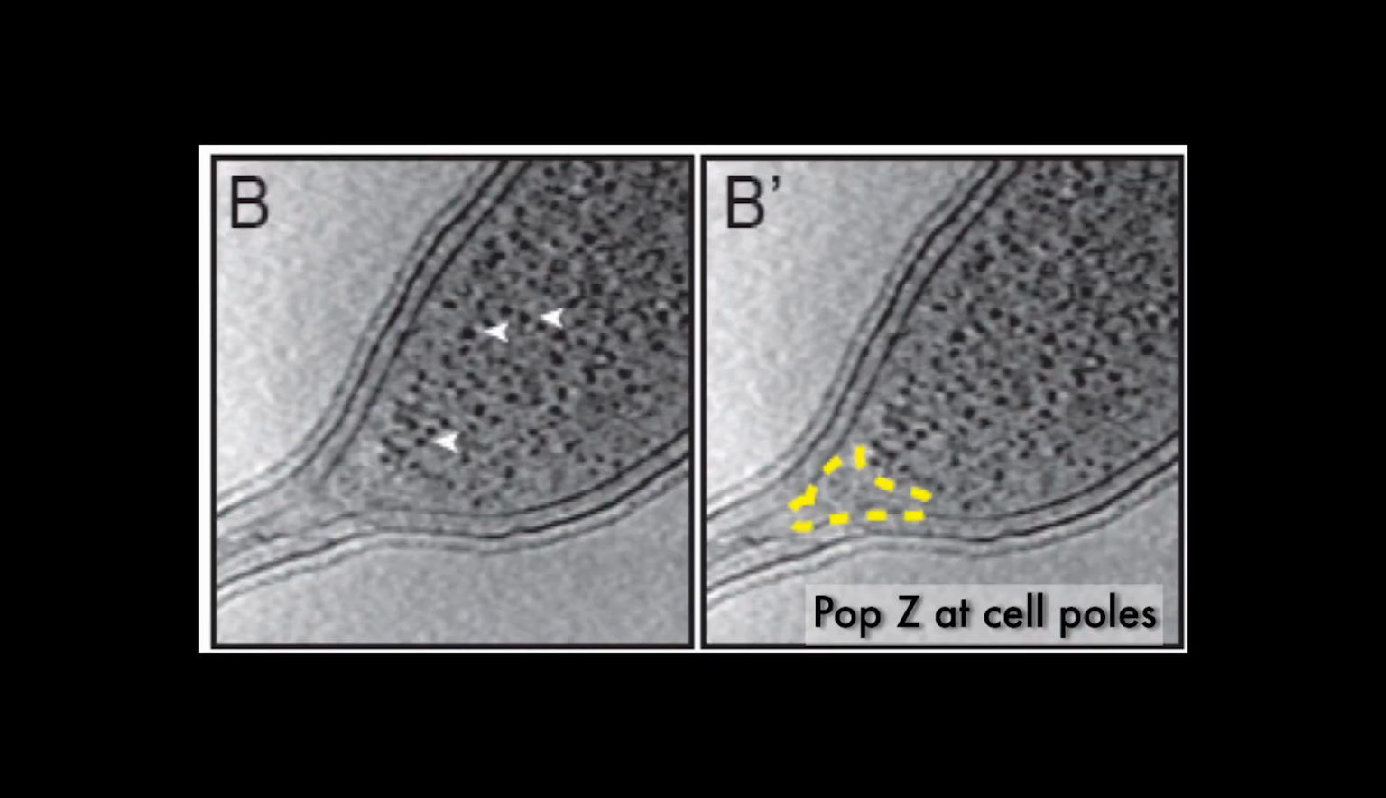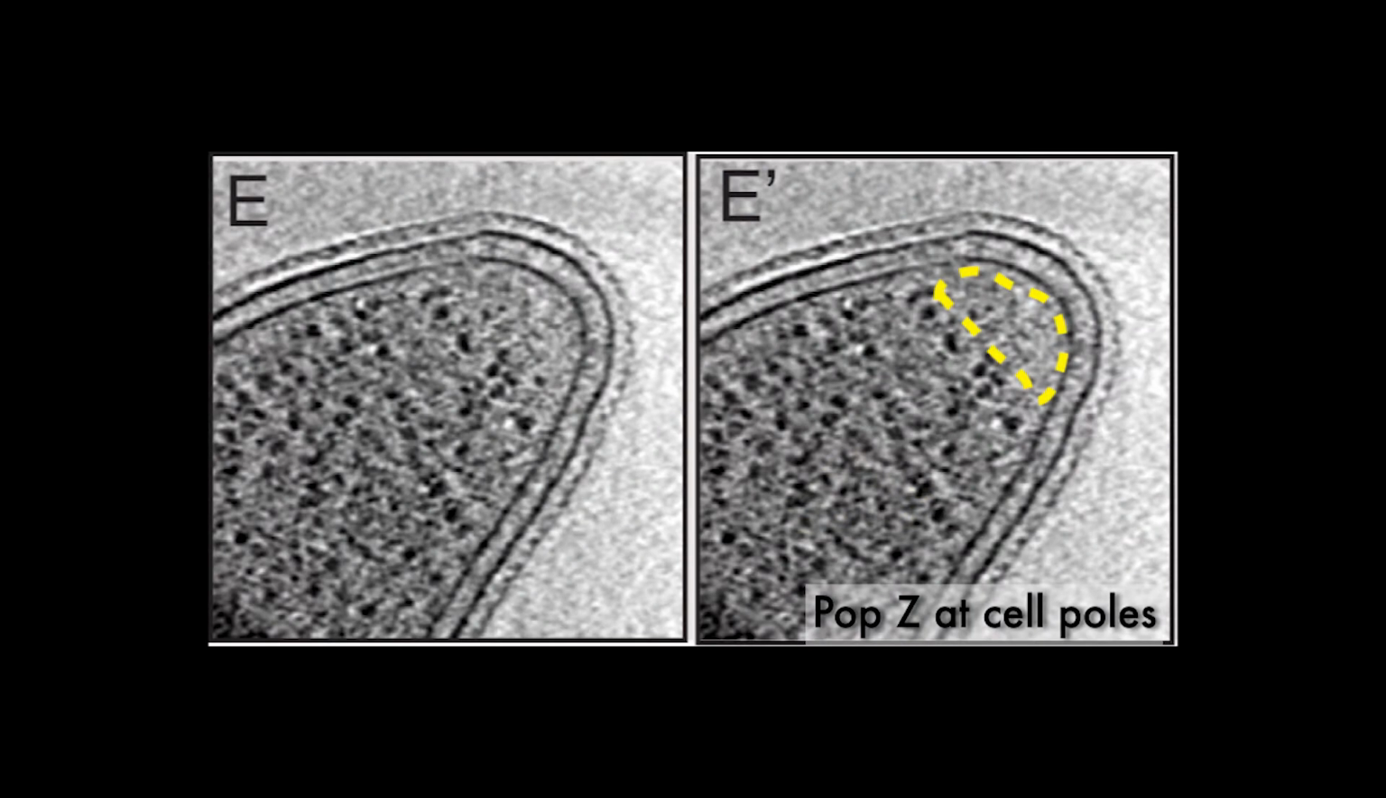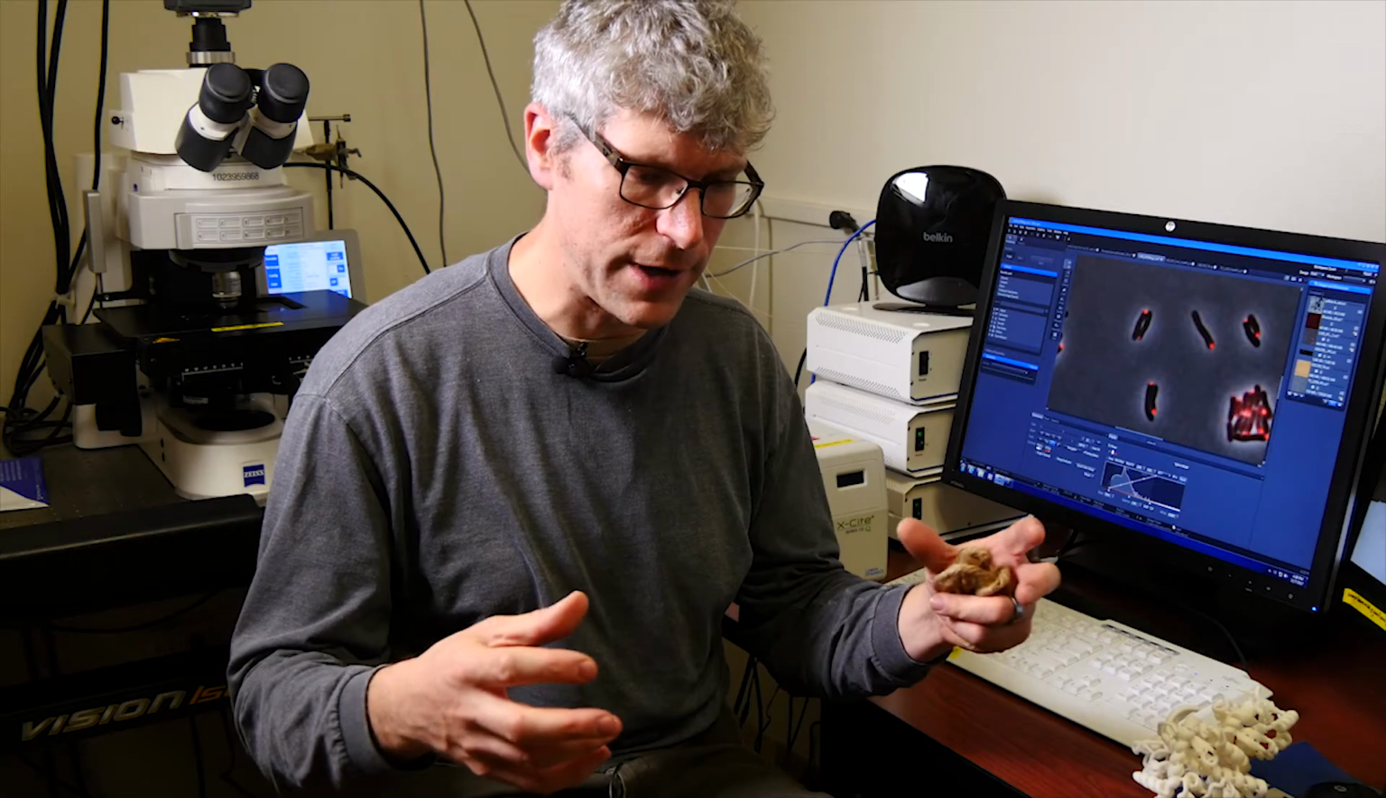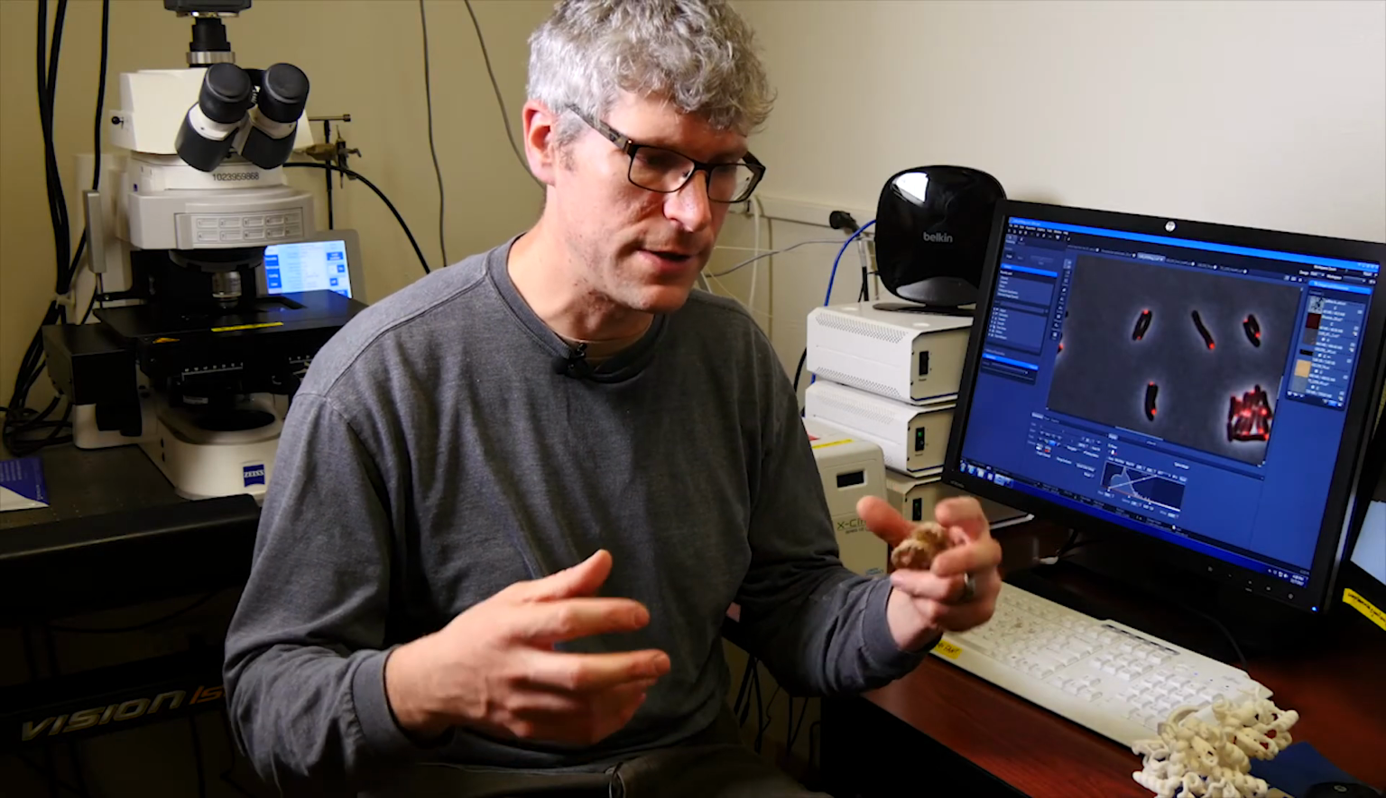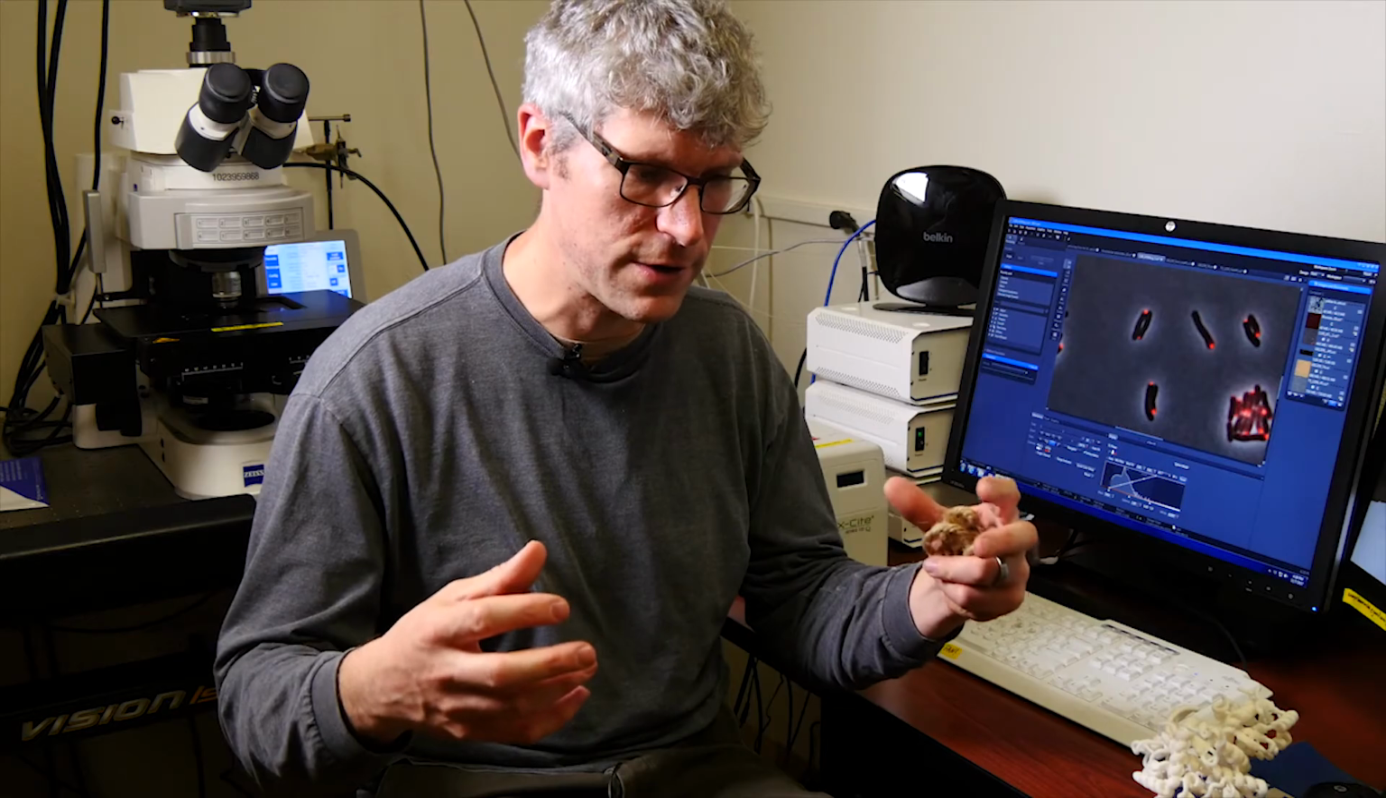A curious feature about PopZ is that it has sort of 2 different halves of the protein. One of the halves allows PopZ to interact with itself, so you have a network of interactions among multiple PopZ proteins that forms this large 3-dimensional structure.